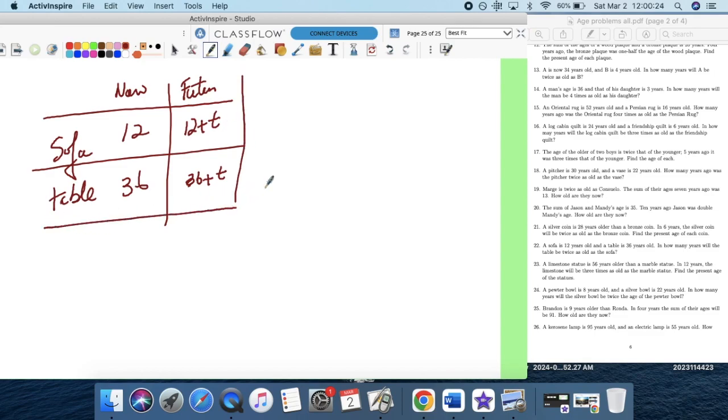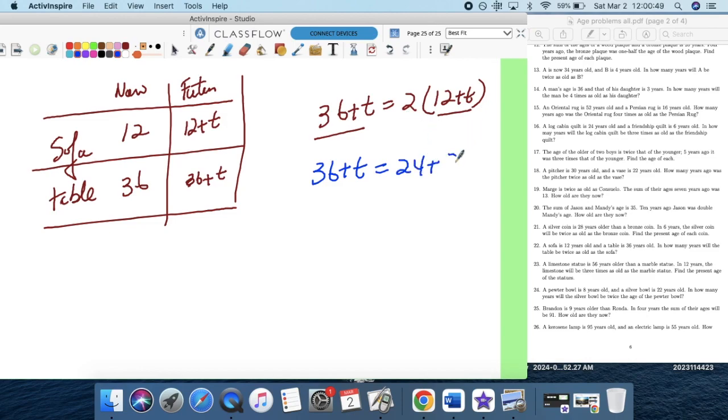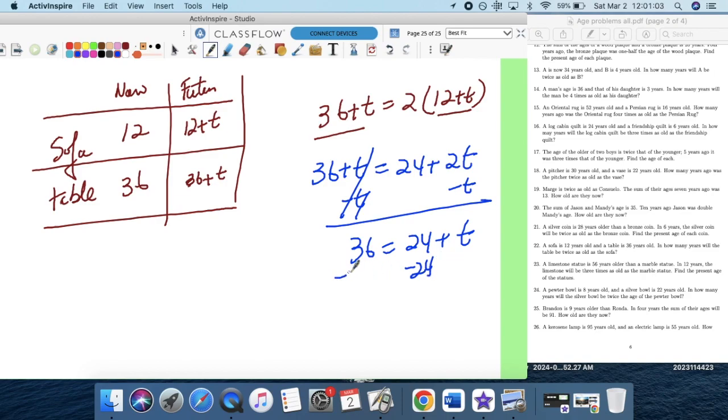How far ahead in the future will the table, which is 36 plus t, be 2 times the age of the sofa? Right, this is the table, this is the sofa. Well, 36 plus t equals 24 plus 2t. There are variables on both sides. Let's get rid of this guy. So minus t, that has to go away. So 36 equals 24 plus t. We're going to subtract 24 from both sides.